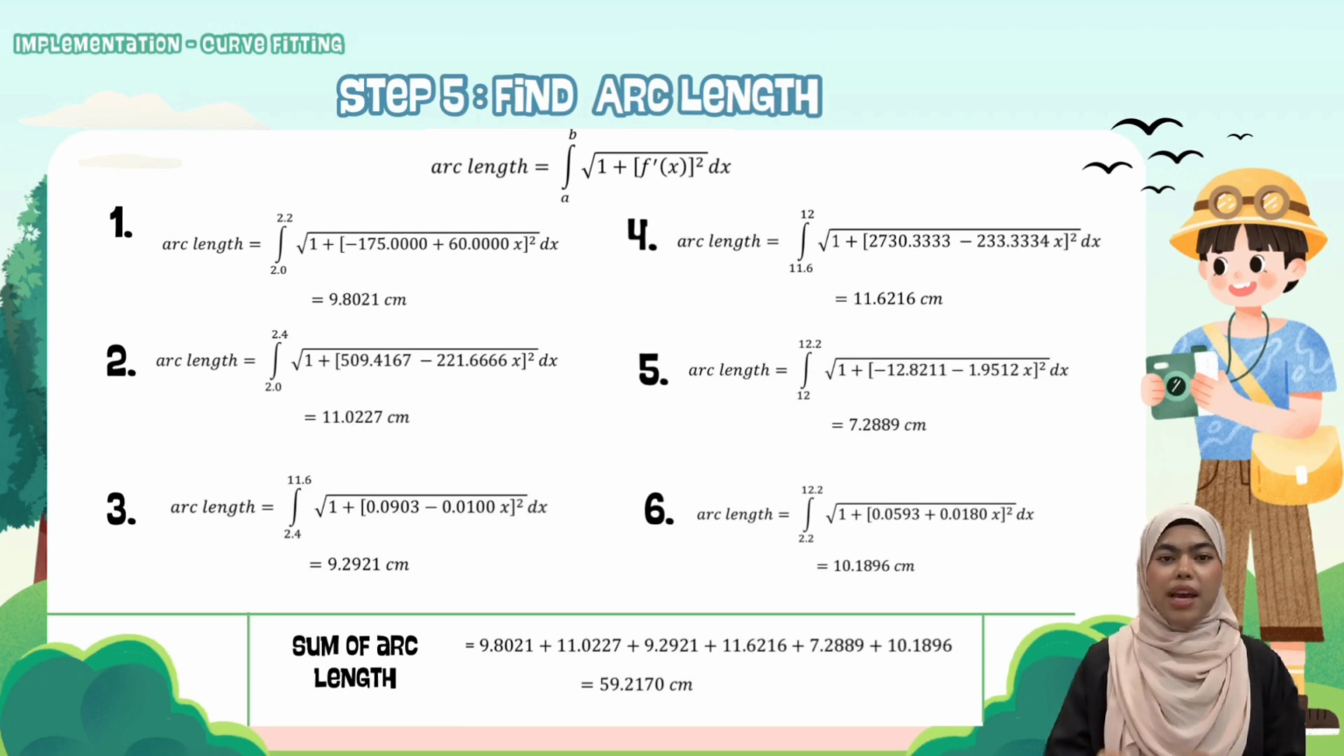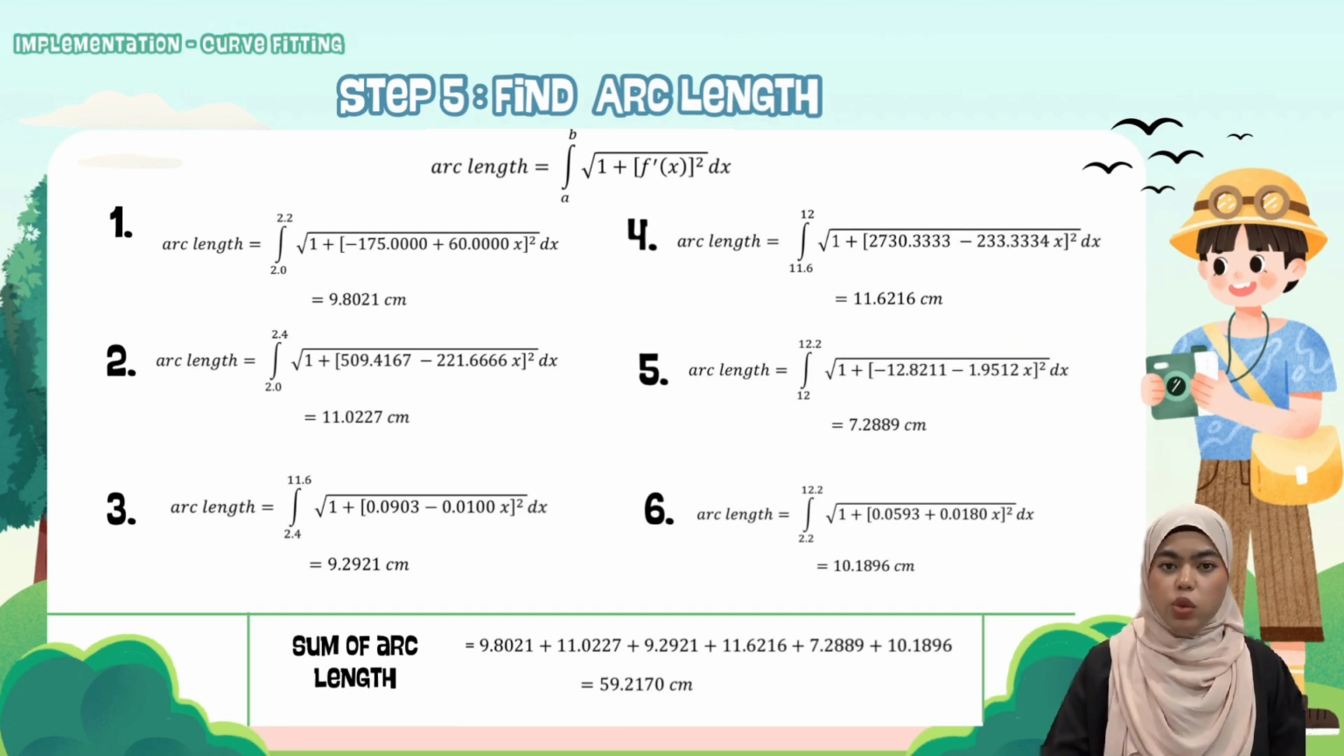is 9.8021, equation 2 is 11.0227, equation 3 is 9.2921, equation 4 is 11.6216, equation 5 is 7.2889, and equation 6 is 10.1896. For your information, arc length is a crucial part of understanding the space measured by the curve.